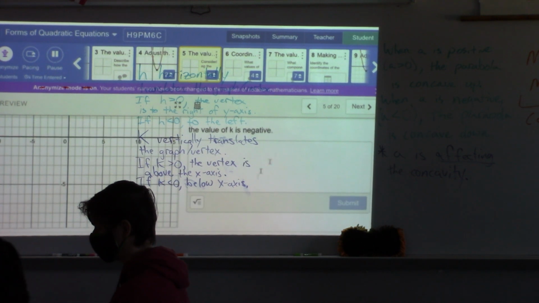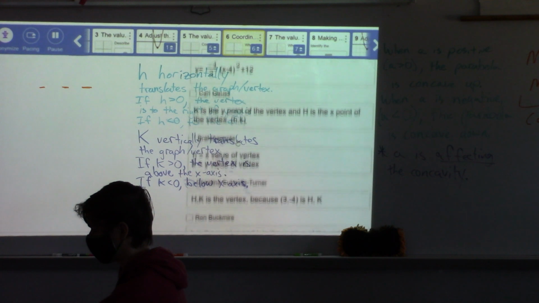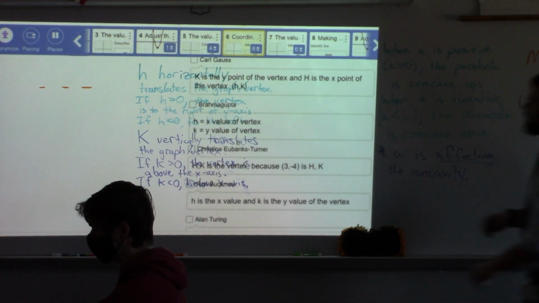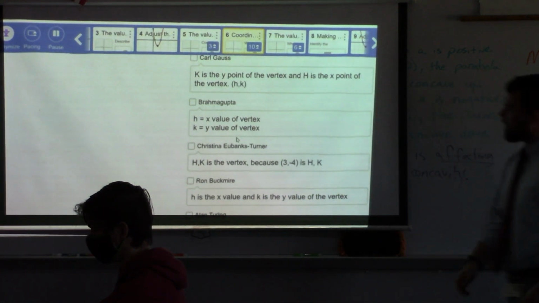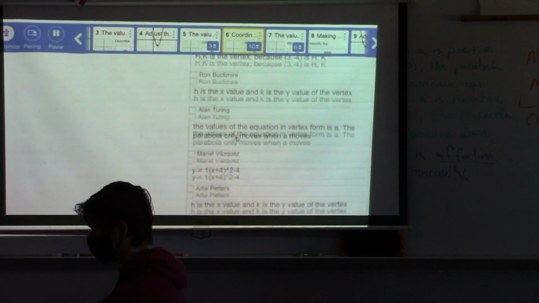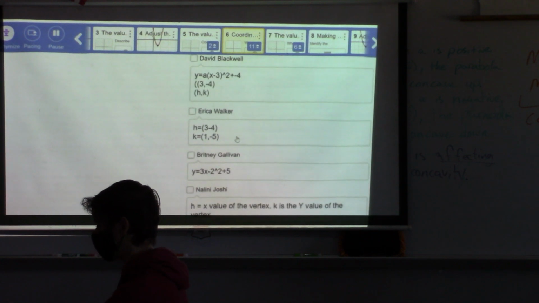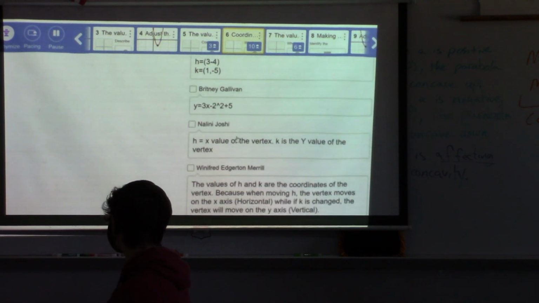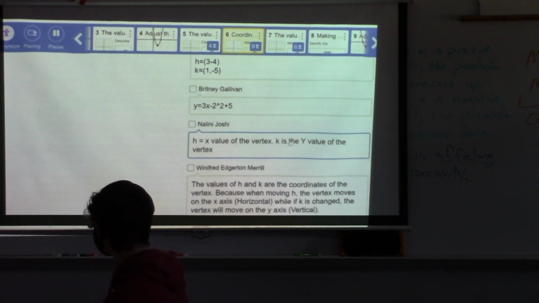Okay, so let's look at slide 6 together now. So I see a lot of common themes here. What are the coordinates of the vertex? What's the common theme that we keep seeing show up? The vertex is what? H equals the x value of the vertex, k is the y value of the vertex. I saw that show up the most throughout our responses.